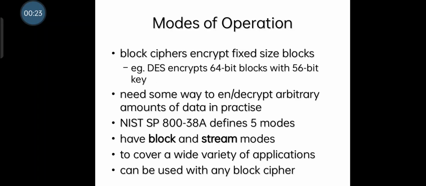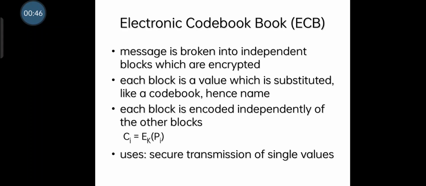Okay. So we have modes of operation. We have two different types of ciphers. One is a block cipher, the next one is a stream cipher. A block cipher encrypts the data in sets of blocks, but a stream cipher encrypts the data bit by bit. So that is said to be the stream cipher. In the block cipher we have five different modes.